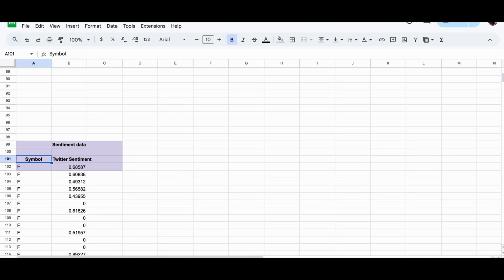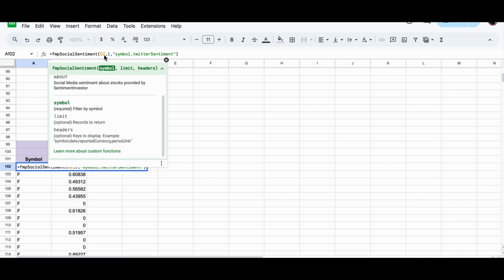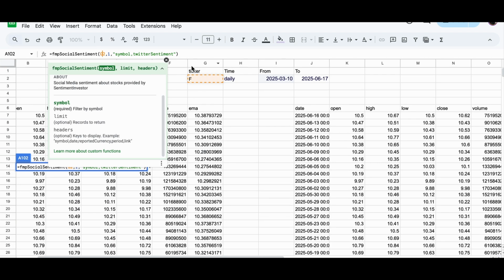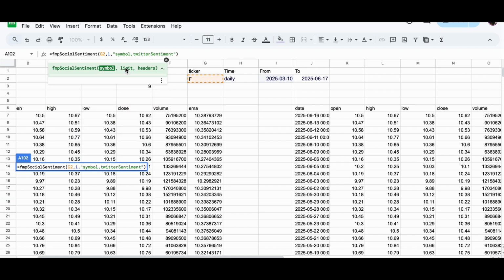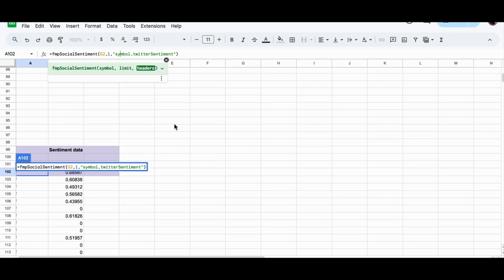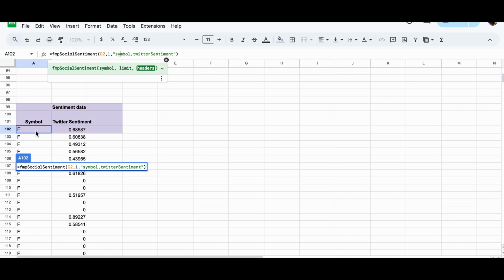To get the sentiment data, you can use the Financial Modeling Prep endpoint. After connecting Google Sheets with FMP, simply put the equal sign and put FMP social sentiment. This is a very simple formula. The stock symbol is here, Ford in our case. Then we put limit, just put 1, and the symbol is simply the symbol to display Ford over here in the table to make it nice looking, and the header is Twitter sentiment because we only need the Twitter sentiment from the endpoint.